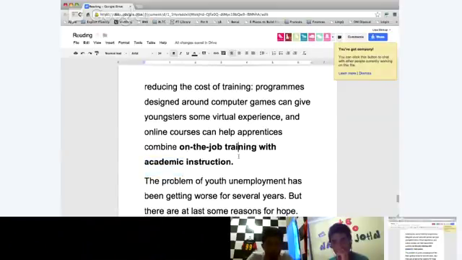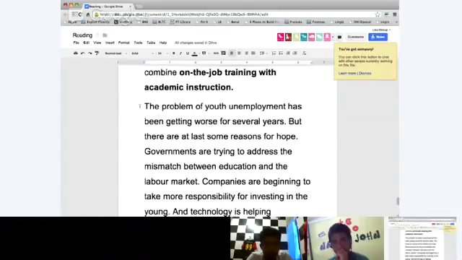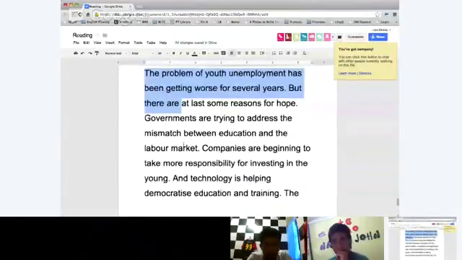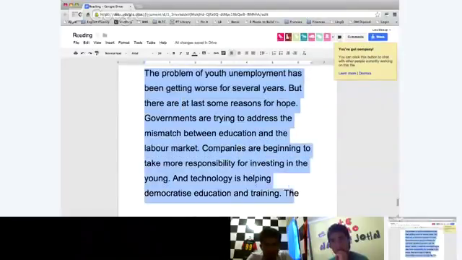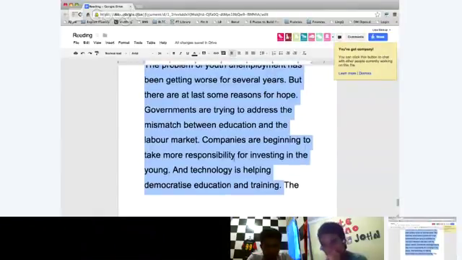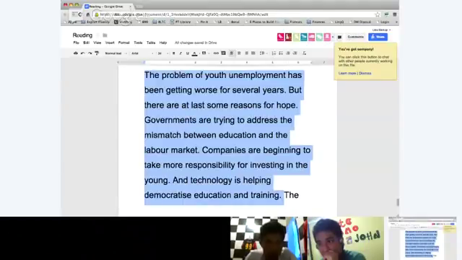So the problem of youth unemployment has been getting worse for several years, but there are at last some reasons for hope. Governments are trying to address the mismatch between education and the labor market. Companies are beginning to take more responsibility for investing in the young, and technology is helping democratize education and training.